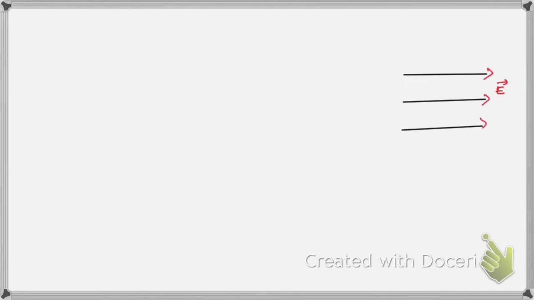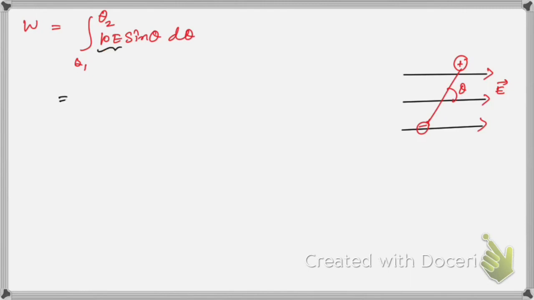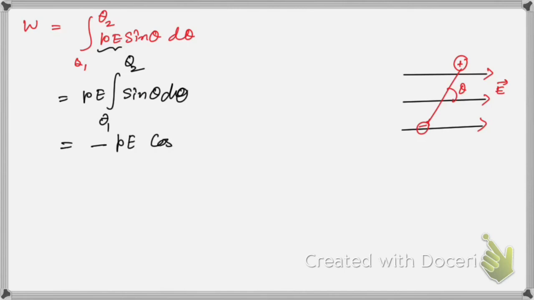Let me draw the diagram here again. This is the dipole, theta. Okay, work done is obtained by integrating dW, which is equal to PE sin theta d theta. We have already shown that, from theta 1 to theta 2. P remains constant, so it can be taken outside. So integration from theta 1 to theta 2 of sin theta. Integration of sin theta is minus cos theta, so we will get this, right? So we are integrating from theta 1 to theta 2, putting these two limits, so we will get this result.